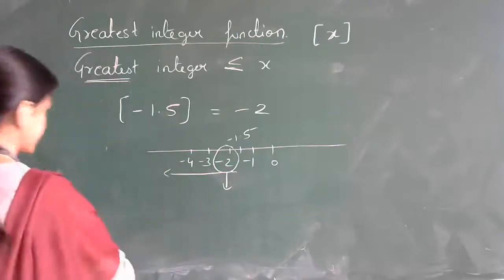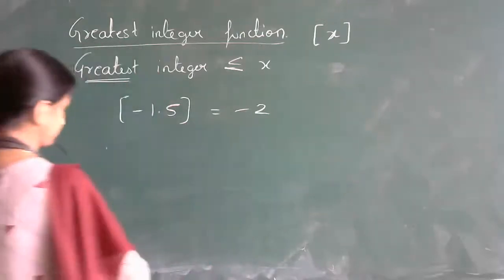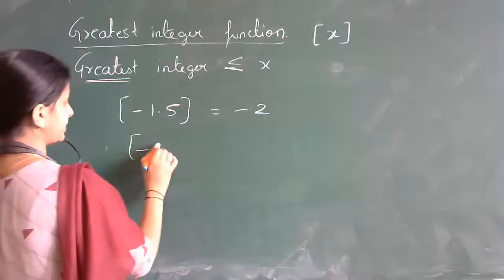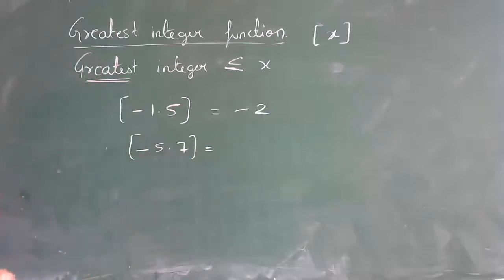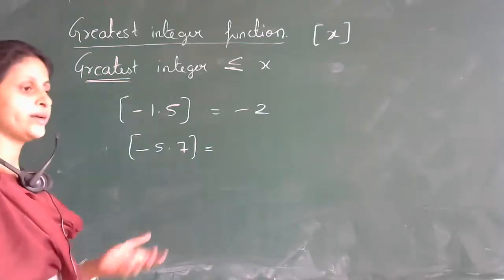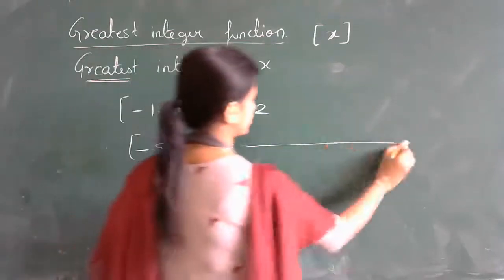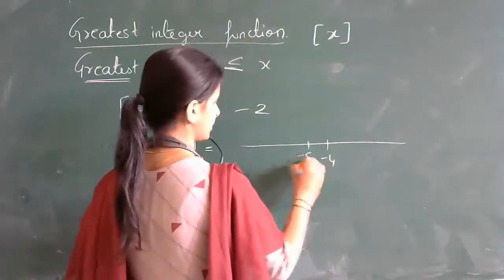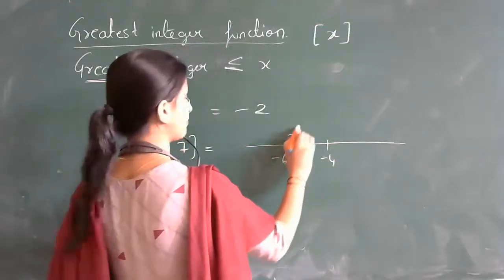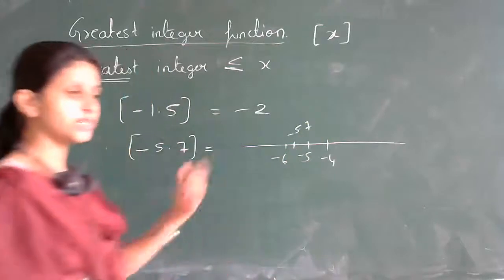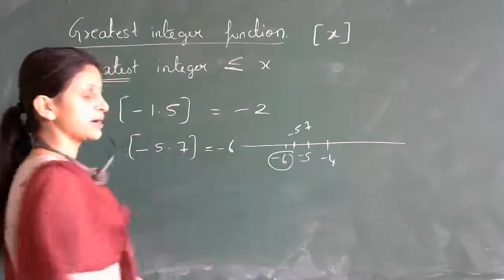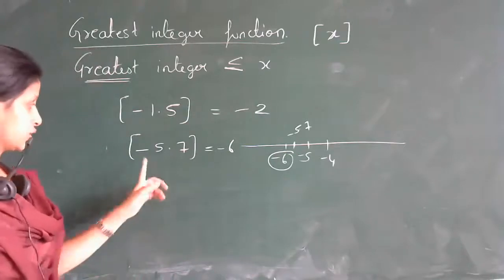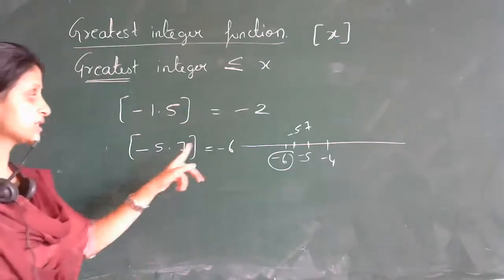Okay? Similarly, tell me this. What is the greatest integer function of minus 5.7? How is it minus 4, Mohammed? See, minus 4, minus 5, minus 6. Somewhere here we have minus 5.7. So what is the greatest integer function? Minus 6, right? So the greatest integer function of minus 5.7 is minus 6.